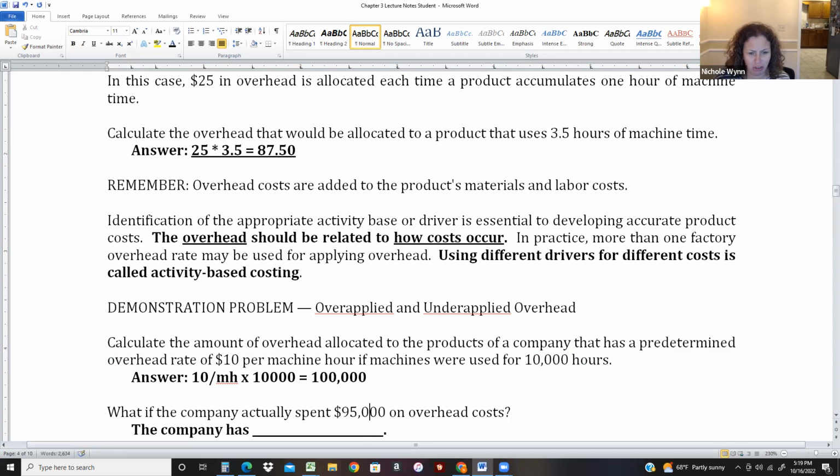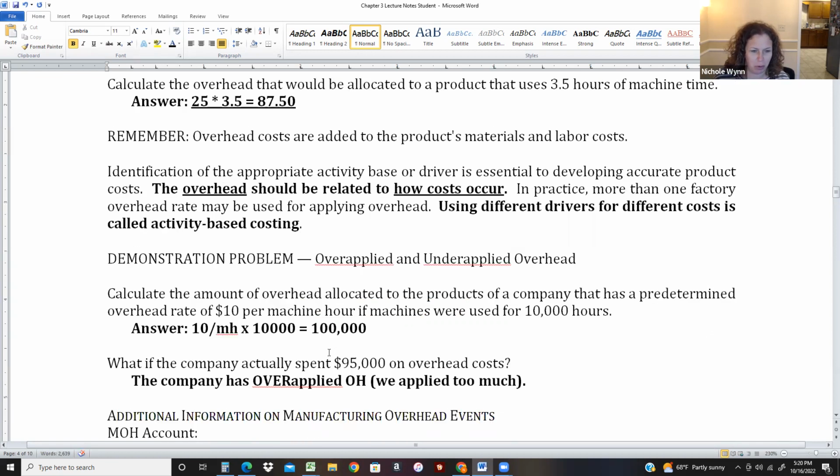So what if the company actually spends 95? So we thought that our rate was $10 an hour based on our estimates. And then we went ahead and we worked 10,000 hours. But when the bills came in, we actually only spent 95. So it looks like we applied too much. So the company has over applied overhead. And I'm going to walk you through several examples of this, and so it'll make more sense as we go through.